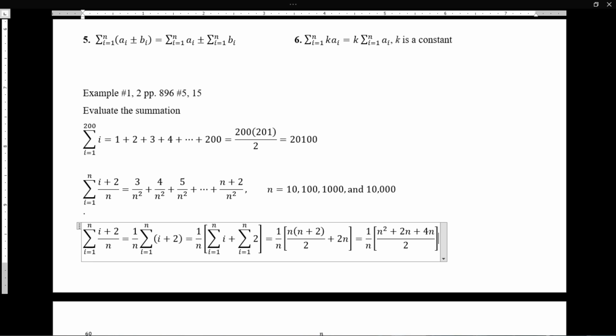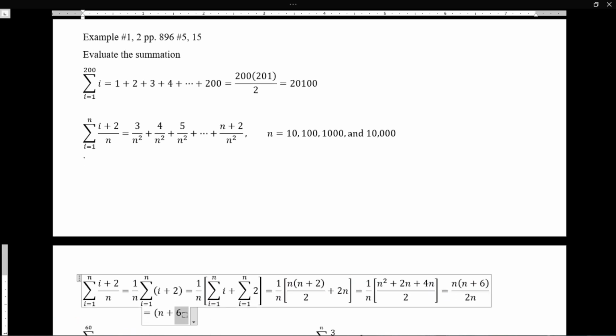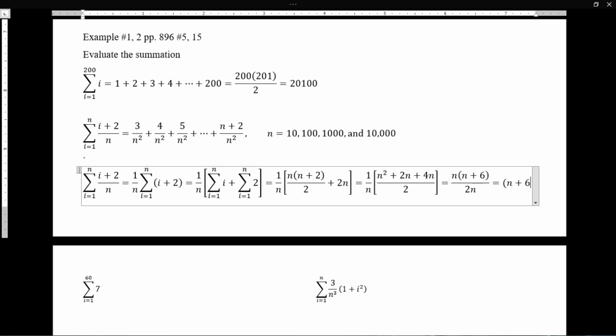And then, solving that out, we can factor n off the top. So I'm just going to do that. We get n times n plus 6 divided by 2n. And solving that, we get n plus 6 divided by 2. And that would be our answer.